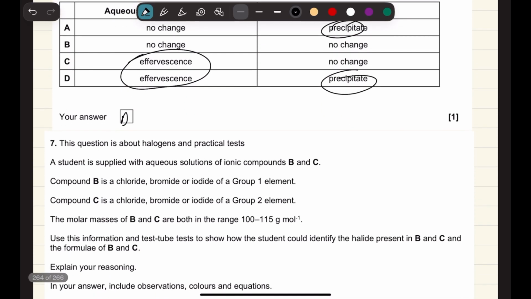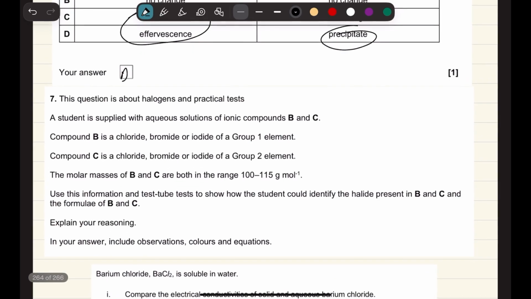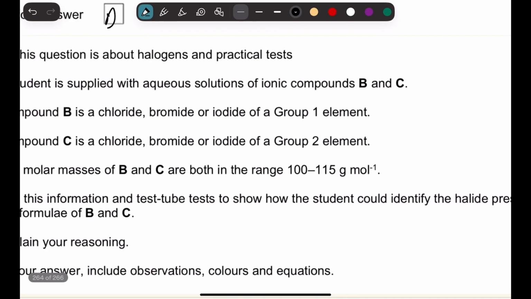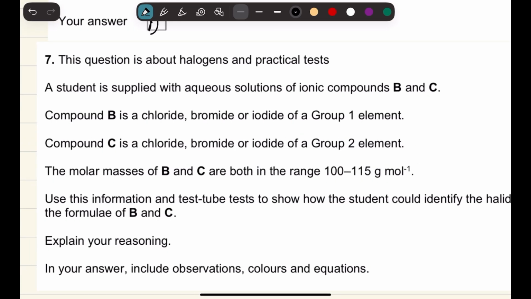Now, let's look at this question. First things first, in this question you do need to make some assumptions, right? However, given this line here about the molar masses being in the range of 100 to 115, I can tell this is not going to be iodide. Iodide has an Mr of about 127, so it can't be iodide.